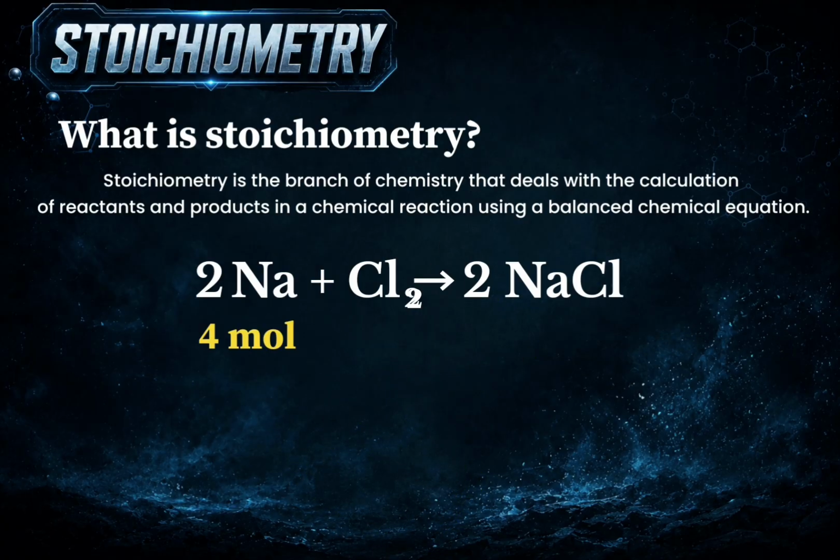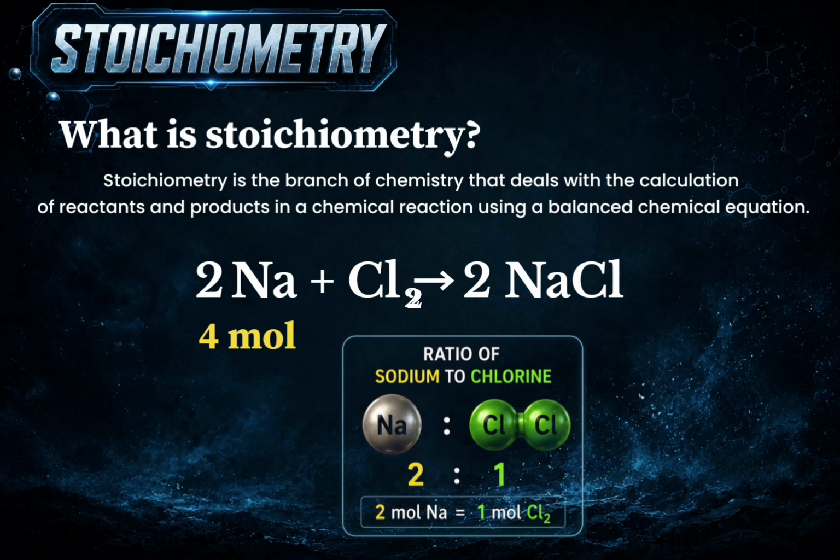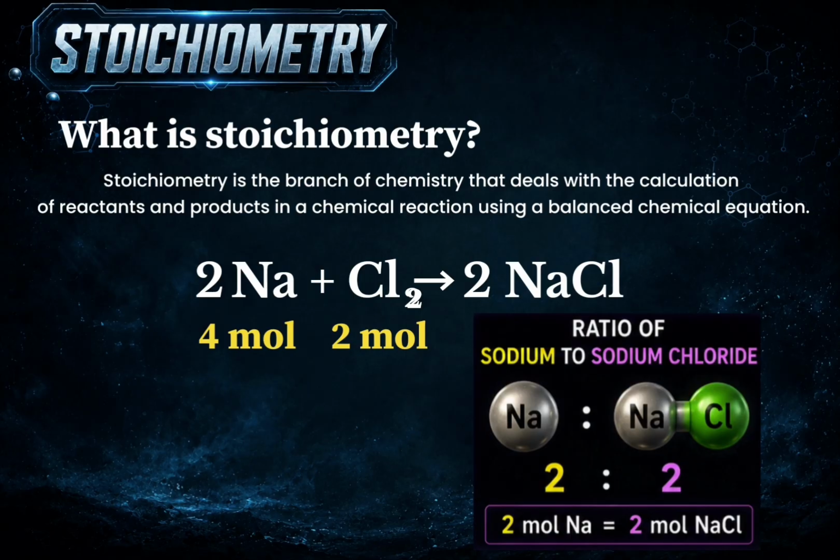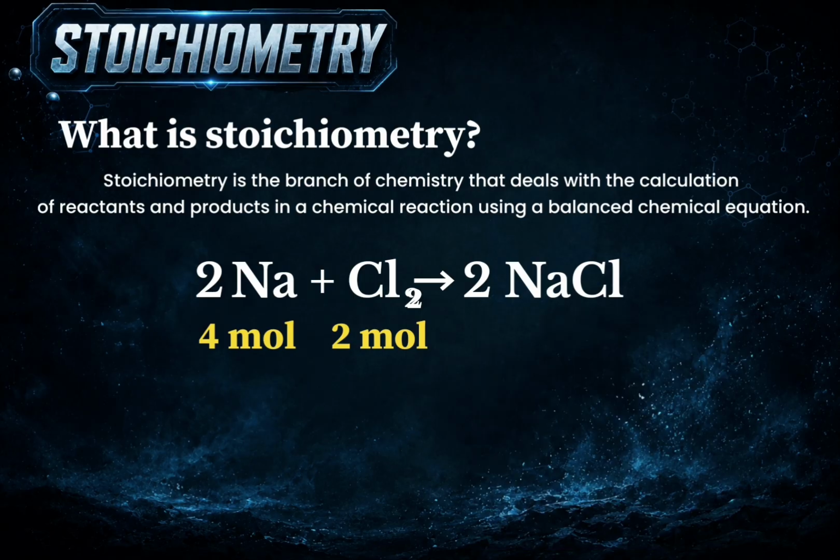So, if we take 4 moles of sodium, then since the ratio of sodium to chlorine is 2:1, we need 2 moles of Cl2. And since the ratio of sodium to sodium chloride is 2:2, 4 moles of sodium will produce 4 moles of sodium chloride.